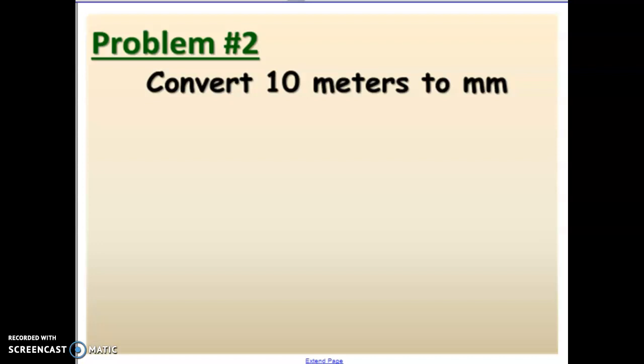10 meters to millimeters. Again, pause the video, give this a shot. Your answer here, you should get 10,000 millimeters. Meters going to milli would be 3 movements to the right, 1, 2, 3, so you get 10,000.